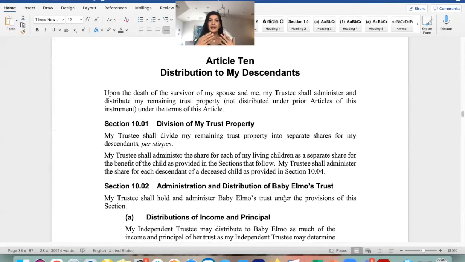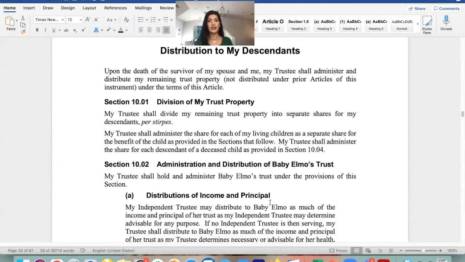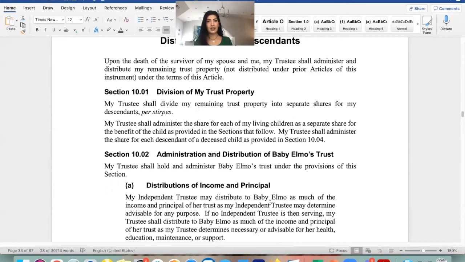So Article 10 is making it clear that everything is supposed to go to descendants. So in this situation, right now, baby Elmo is an only child. So everything is going to go to baby Elmo per stirpes. Per stirpes means if baby Elmo is not living, then equally down to baby Elmo's children. Per stirpes means basically my bloodline in equal shares.